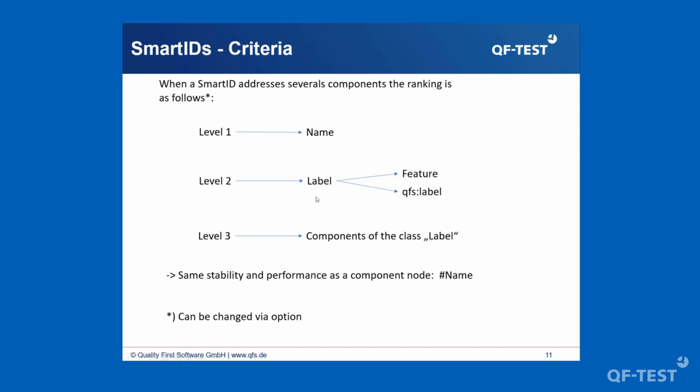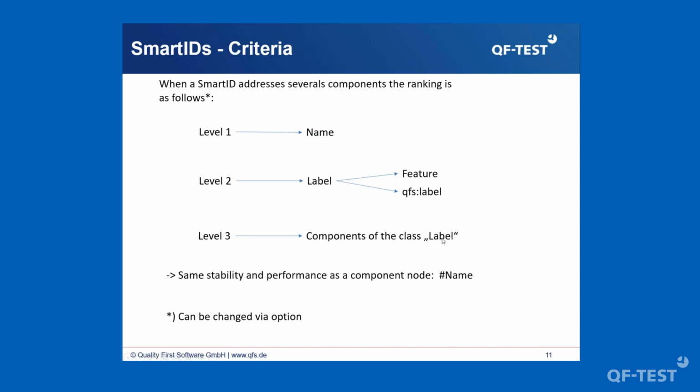If not, it will go through the components of the page and have a look at the label, whether the feature of that component or the QFS label match the text given, and then that's okay. Then it'll find the component, and then there's a third level, that's the label components. They're a bit special because they are used for this criteria of other components like text fields or tables, or a lot of other components.